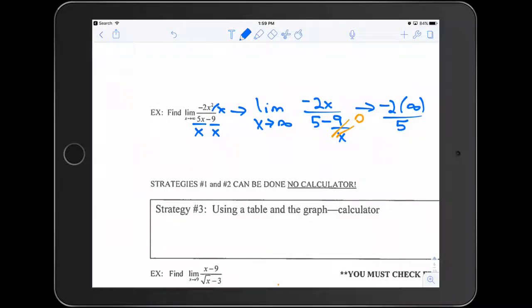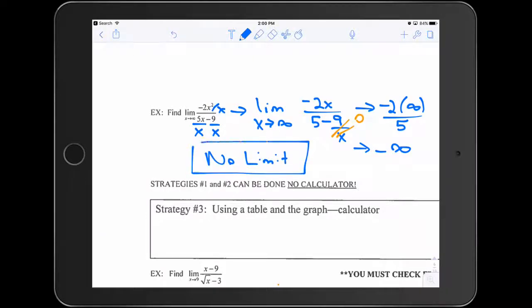Negative 2 times infinity is a very, very large number, called infinity divided by 5. So technically, you could say you are ending up at negative infinity, but the reality is that there is no limit. We already talked about how if you go to infinity or negative infinity, that means you do not have a limit. You're limitless. So you do need to say "no limit" there.